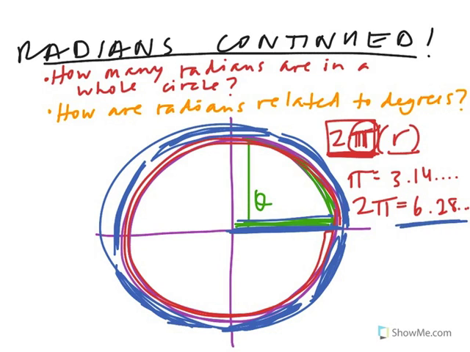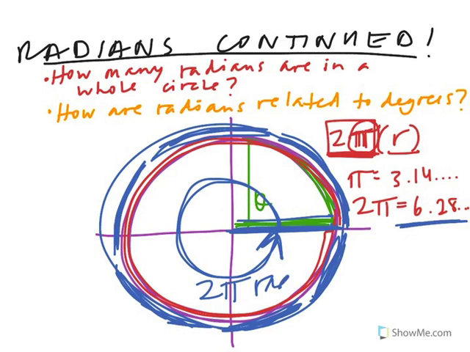Alright, so that's why there are 2 pi radians in a circle. And again, we're measuring the angle. So from 0 all the way back around to where we started, that is 2 pi radians.